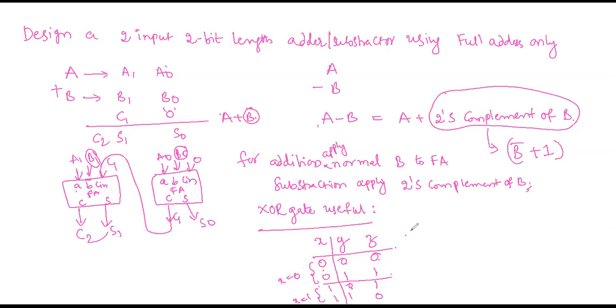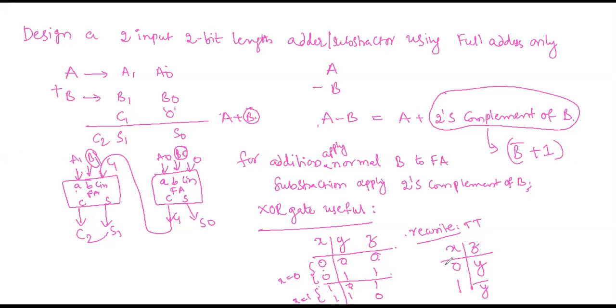So you can rewrite the truth table as X and Z only. When X is 0, whatever the value of Y is presented at Z, so you can write Y. When X is 1, whatever the value of Y, the inverse is presented at Z, so you can write Y bar.